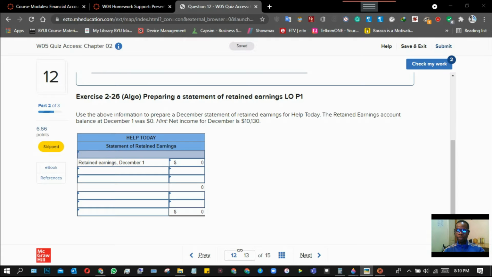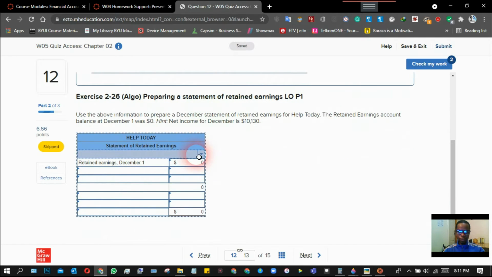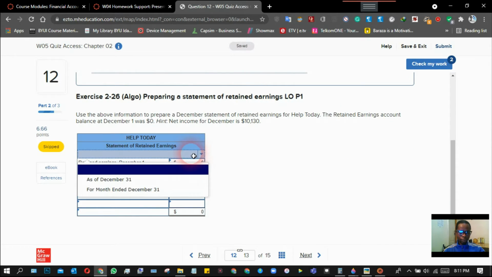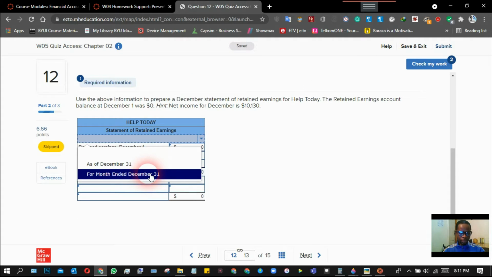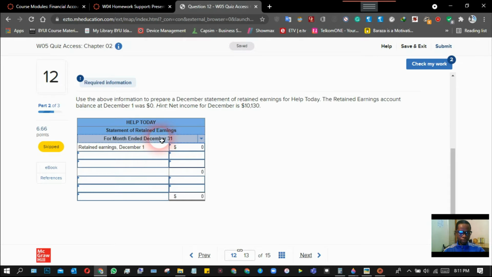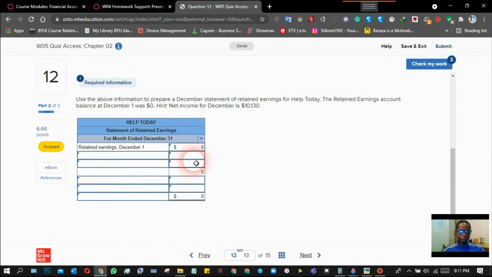Now remember that the statement of retained earnings gives us the retained earnings at the end of the period, because it was between December 1 and December 31st. So on top here we'll say it's for the month ended December 31. So it's for the month, so we have to input for the month. If it's for the year, you put for the year. Here it's between December 1 to December 31.